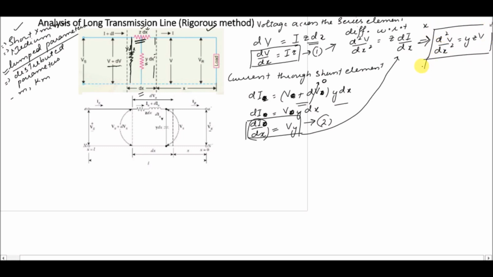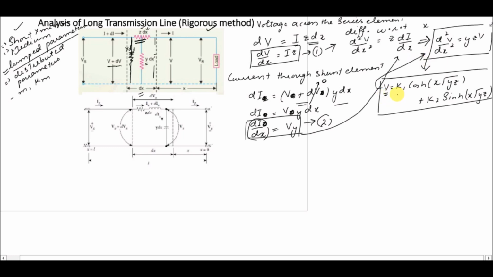The solution of this differential equation will be V is equal to k1 cosh x under root yz plus k2 sinh x under root yz. So this is the voltage value that you will get if you solve this double differential equation. Now for this equation we have to find k1 and k2 values.